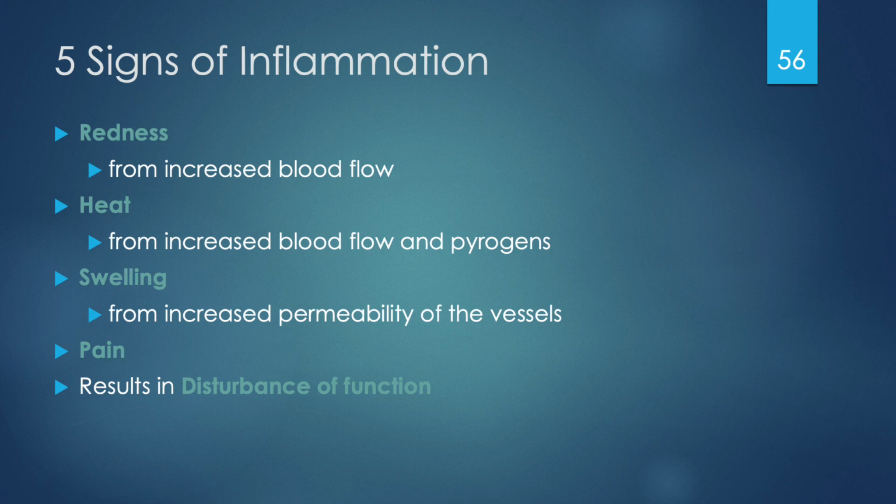Redness is called rubor in Latin. Heat is calor, like calorie. A calorie is a unit of energy and heat. Swelling is tumor, and pain is dolor.